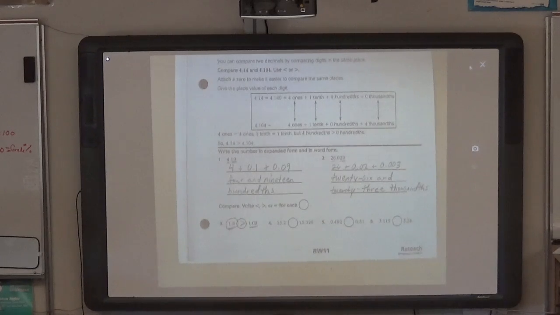The greater than sign points which direction? Points to the greater numbers on a number line. Okay? The less than sign points to the lesser numbers, the smaller numbers on the number line.